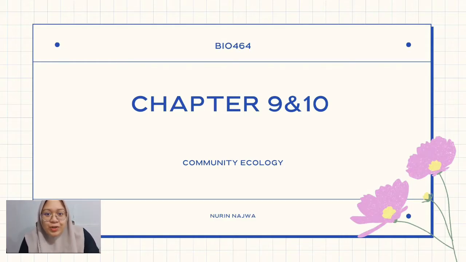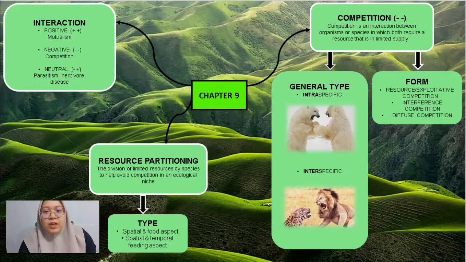My name is Nurin Najwa, and for today, I will give a brief summary about Chapter 9 and Chapter 10, and also a summary about a research paper. For Chapter 9 and 10, we will talk about the interaction between a species population with another species, which include positive, negative, and neutral interaction. And for Chapter 9, I will talk about the competition, which is a negative interaction.